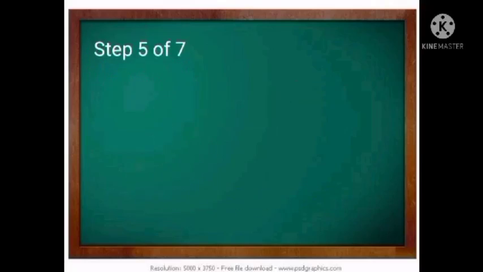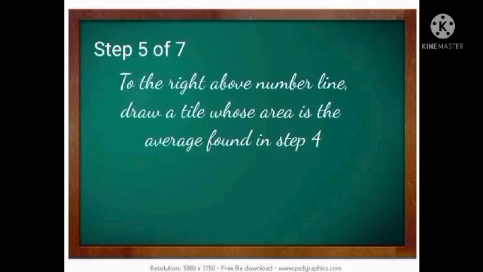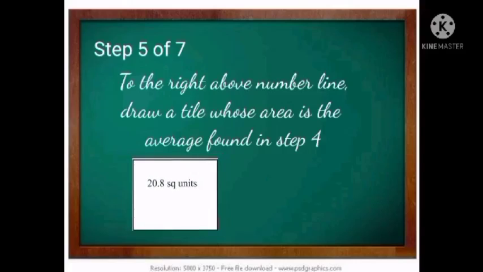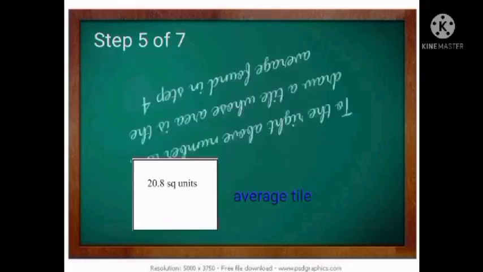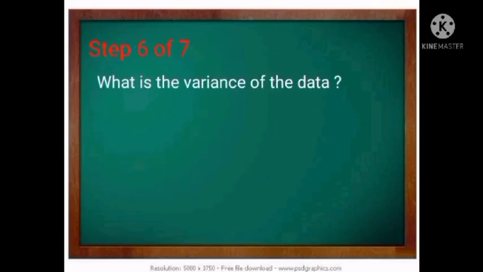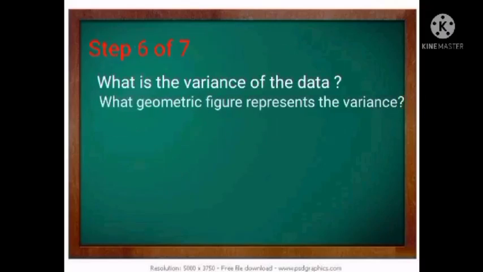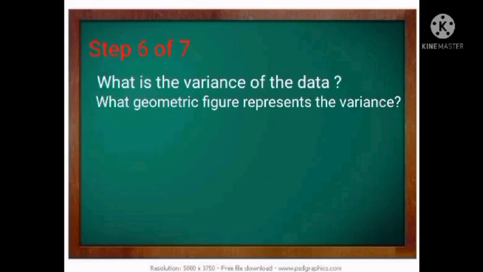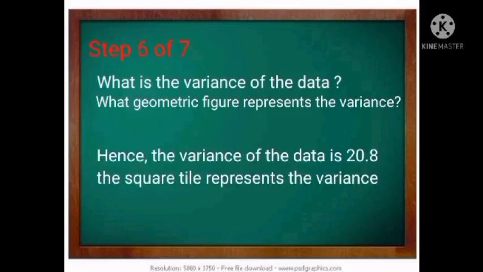Step 5 of 7. To the right above the number line, draw a tile whose area is the average found in step 4. This is the average tile. Step 6 of 7. What is the variance of the data? What geometric figure represents the variance? The variance of the data is the area of the average tile square. Hence, the variance of the data is 20.8. The square tile represents the variance.